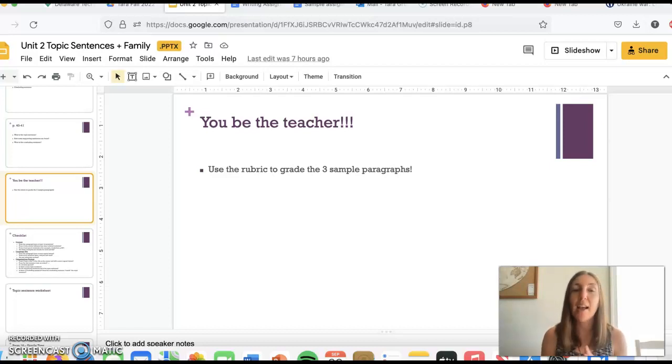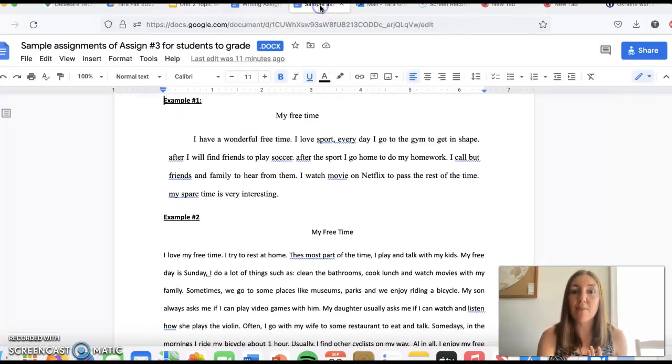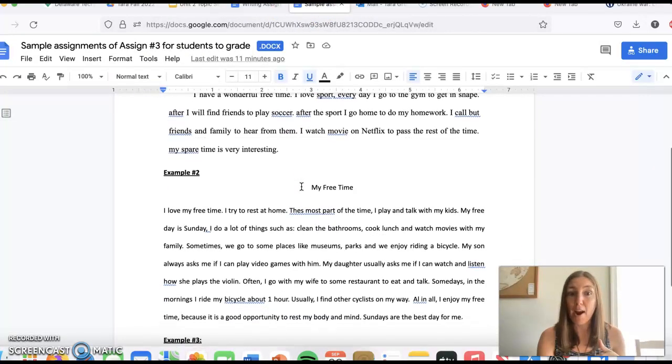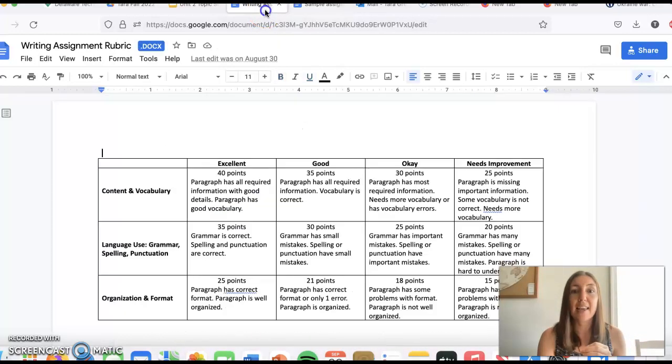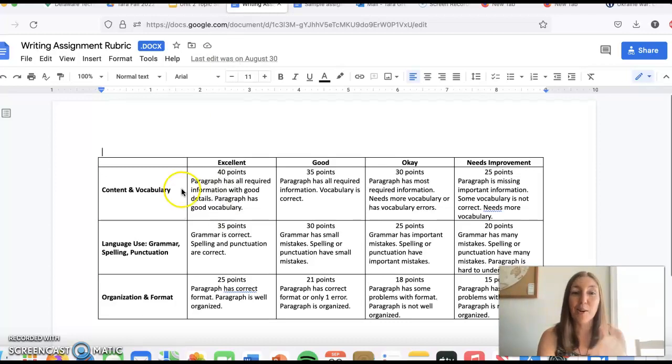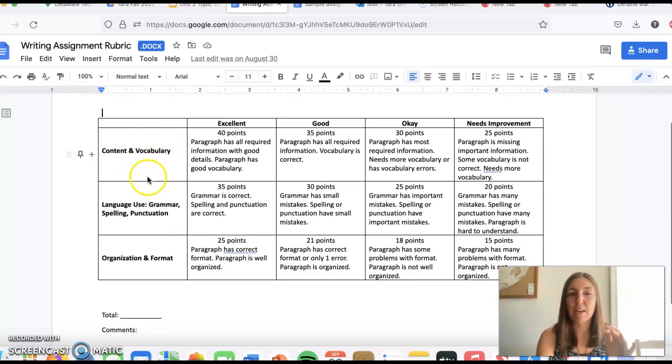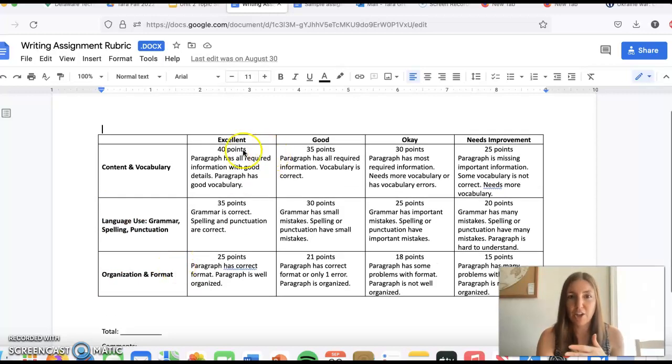It was their turn to be the teacher, and I said that we were going to grade 3 sample paragraphs of assignment number 3. They had already received the instructions for assignment 3, so they knew what it was. I gave everybody these 3 paragraphs: example 1, example 2, and example 3. And then I gave them all the rubric, and I went over it really quickly. They have seen it before from their first 2 assignments, but it seems like a lot of them didn't really look at it. So I went over what the 3 categories are: the content and vocabulary, the language use, which is the grammar, spelling, and punctuation, and the organization and format. And I showed them that it's a different number of points for each one.